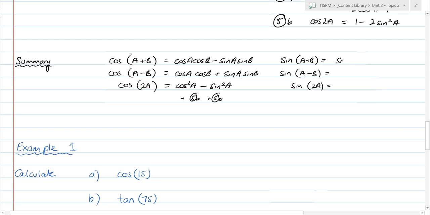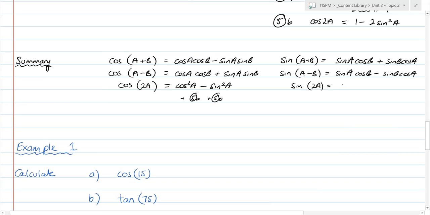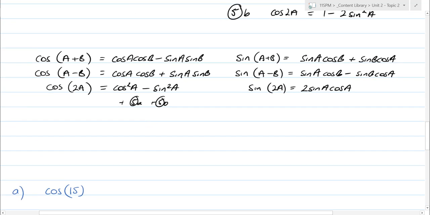Sine of A plus B is sine A cos B plus sine B cos A. And sine of A minus B is sine A cos B minus sine B cos A. And sine of 2A is 2 sine A cos A. So there they are in all their glory.